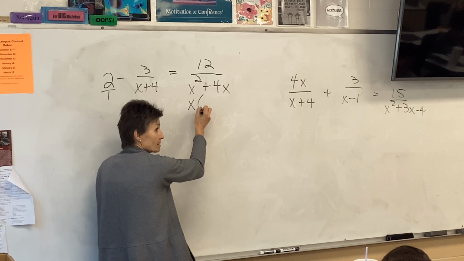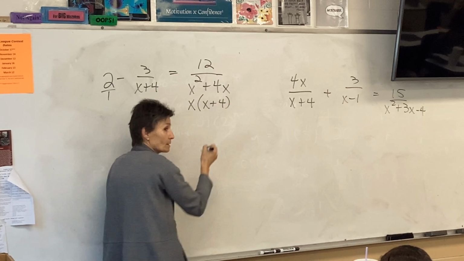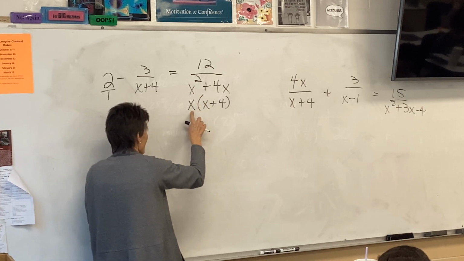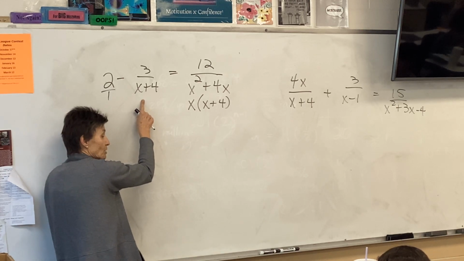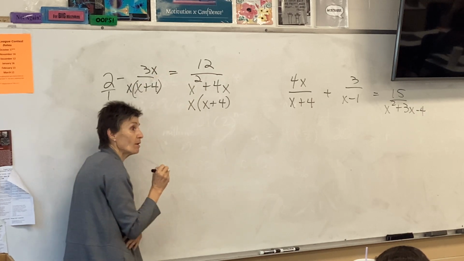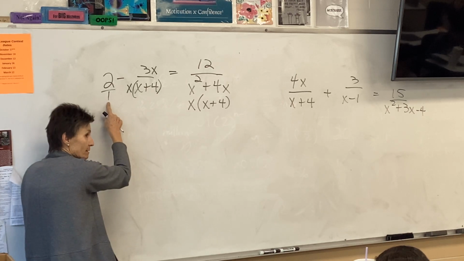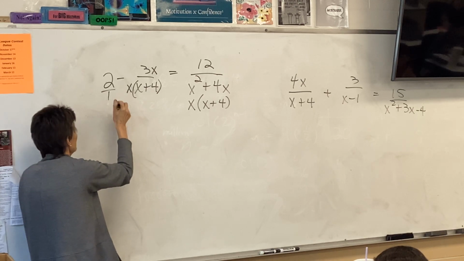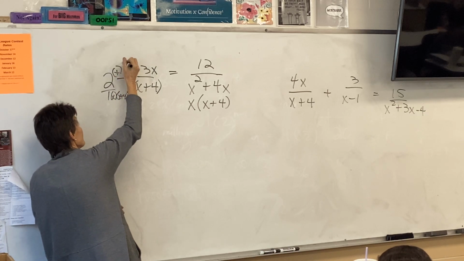Take out an x, GCF, and then x plus 4. Now, this one has an x and an x plus 4. What does this one need in order to match? An x. So I'm going to give it an x, and you got to put it on the top and the bottom. Now, what does this one need? It needs an x and an x plus 4.